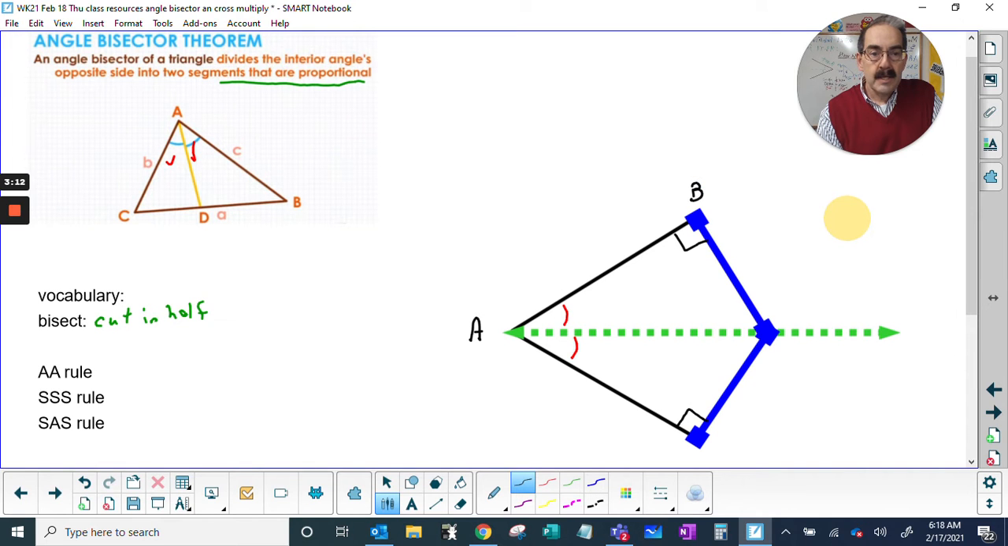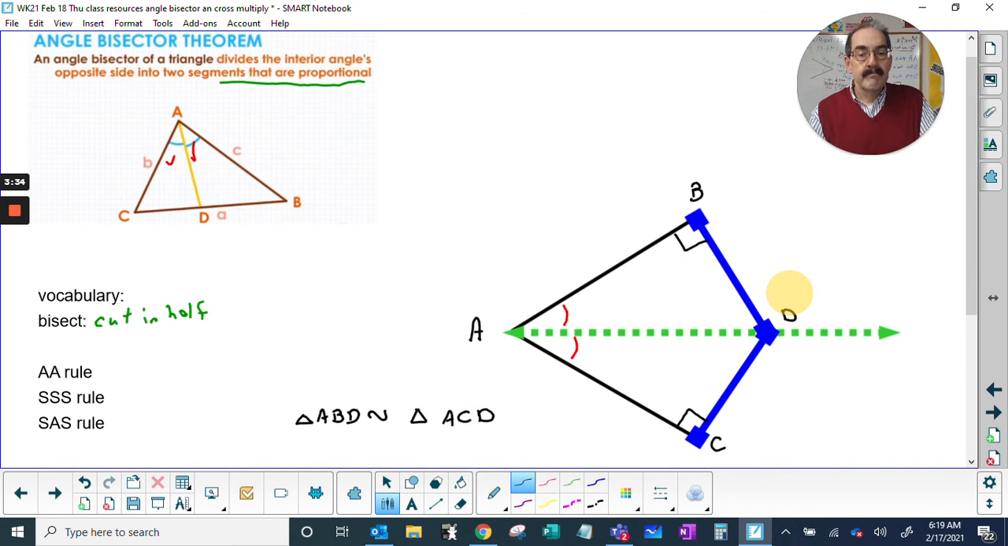B, D, C. Triangle ABD is similar to triangle ACD. Why? Angle rule. The angle rule tells us that they are similar.